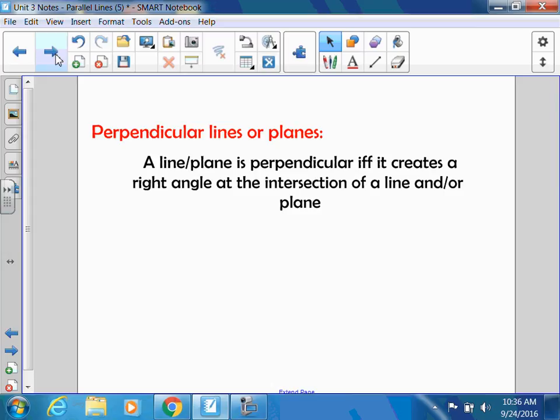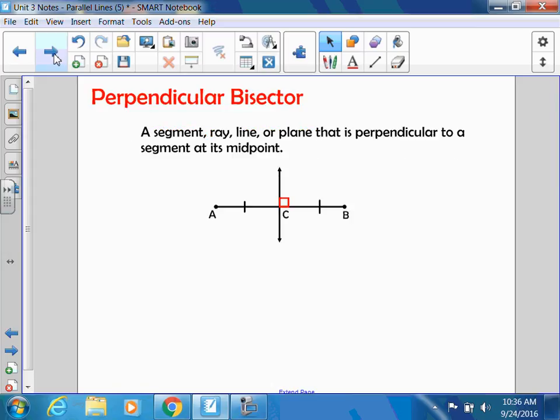We have a lot of definitions that we're going to cover this unit, and a lot of these you just need to make sure you understand. If you don't, please ask me or your teacher in class. I'm going to talk about perpendicular bisectors just for a minute.